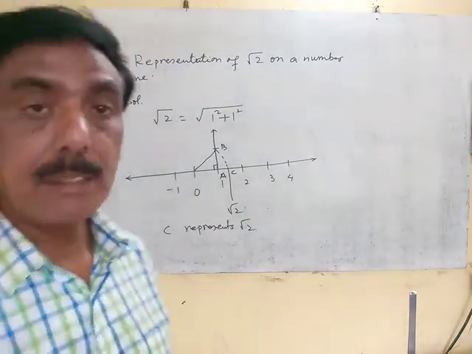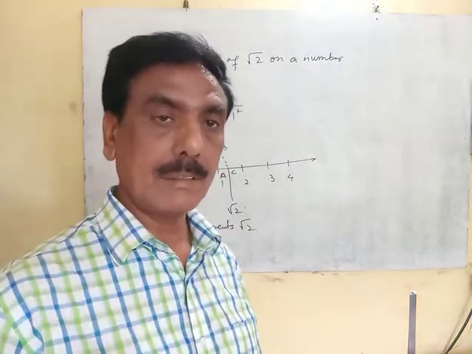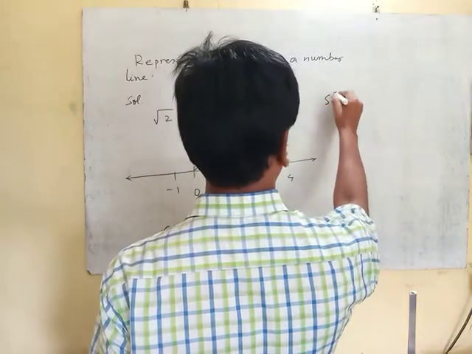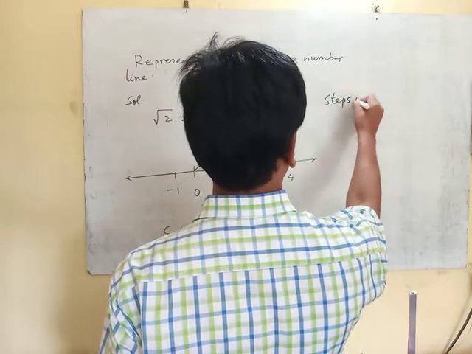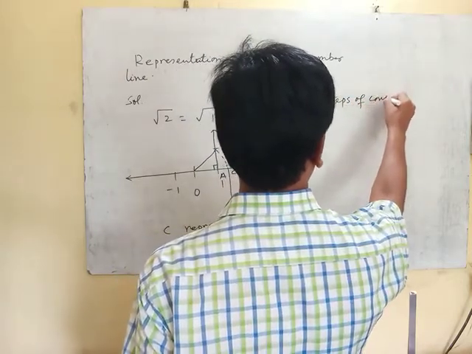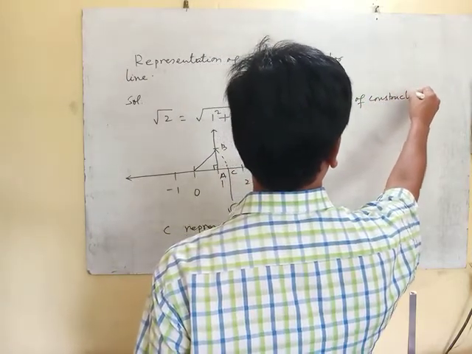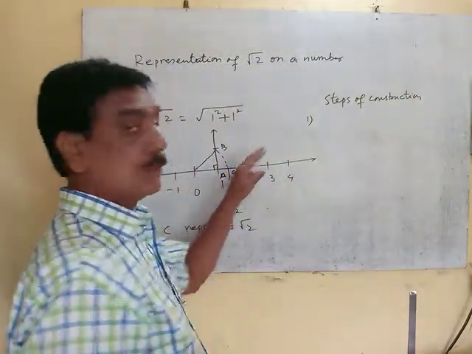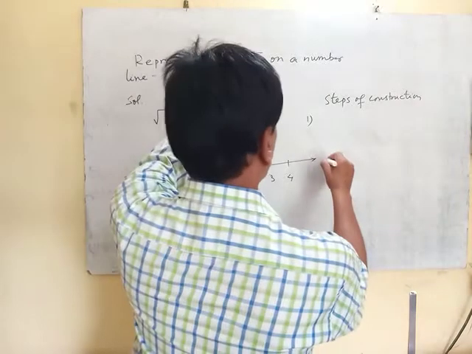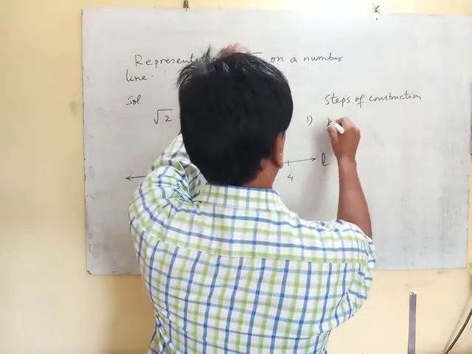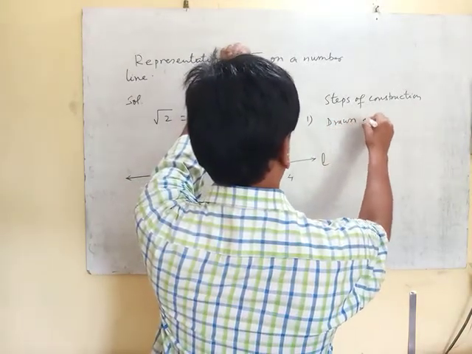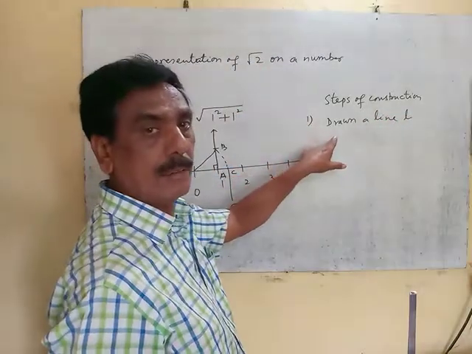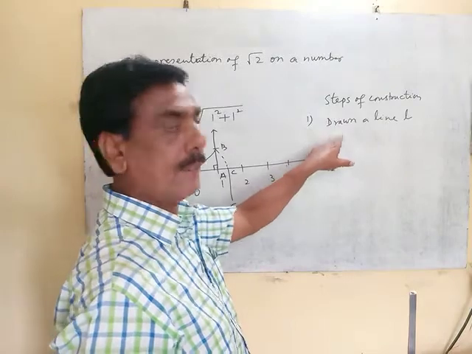In this we'll have to write the construction also. How have we constructed? That is required. So steps of construction. Number 1: draw a line L.